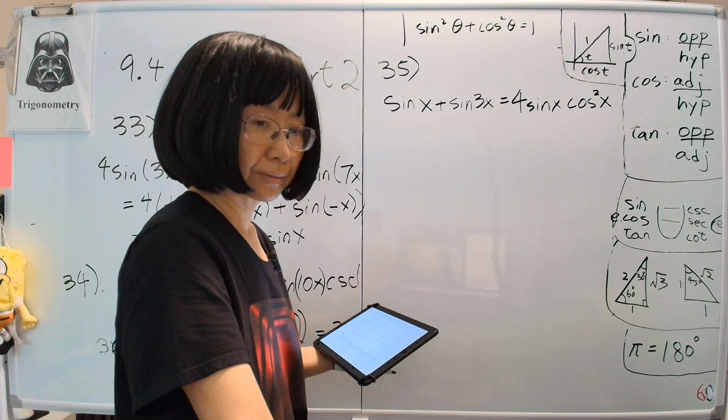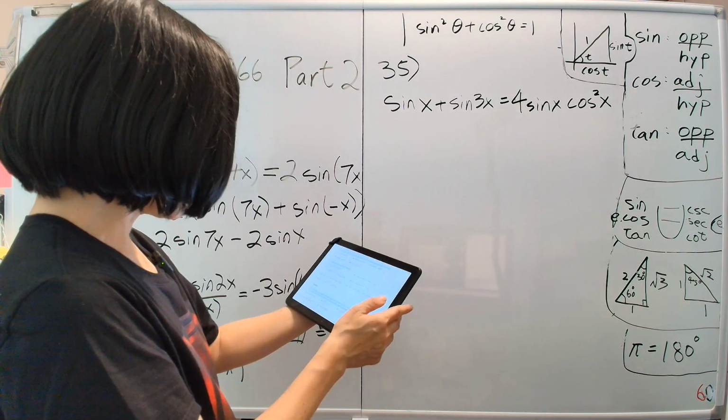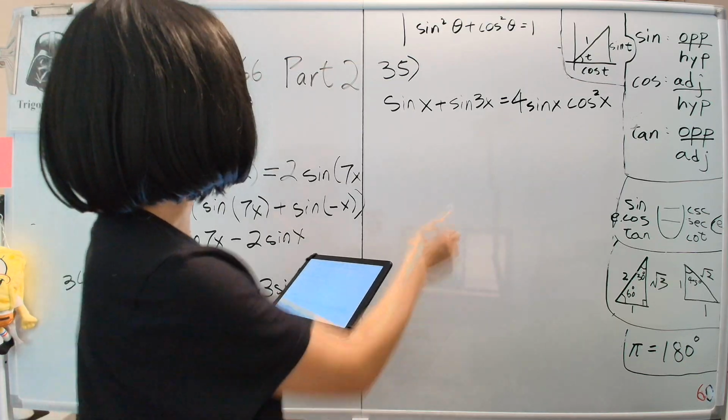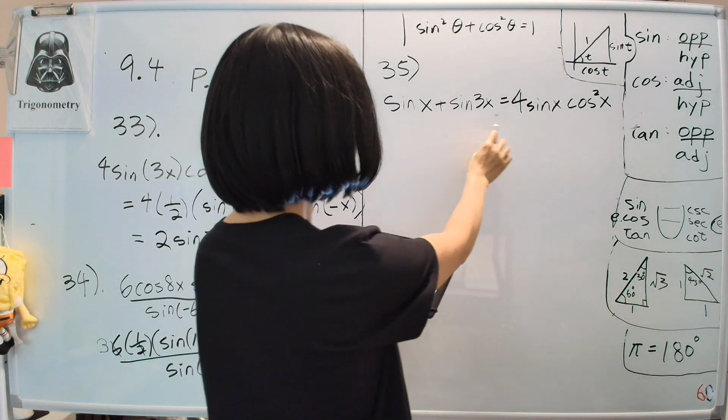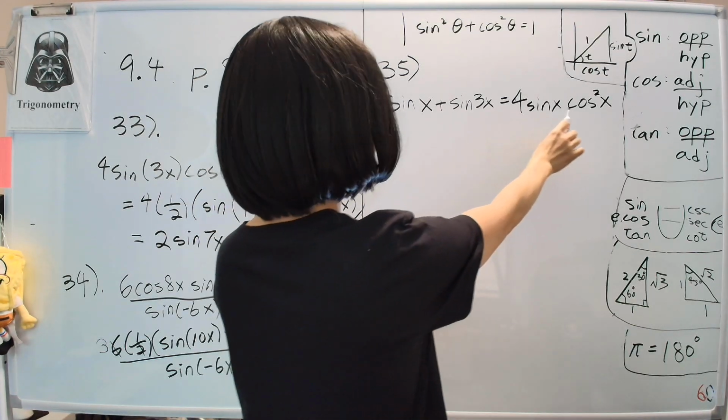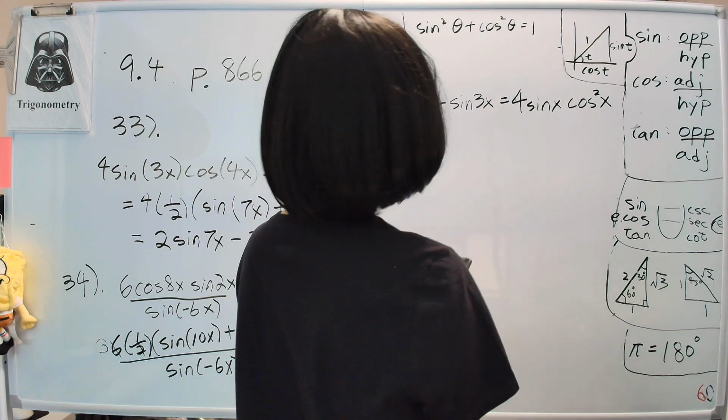Next. So next, let's look at problem 35. We have sine x plus sine 3x equal to 4 sine x cosine squared x.